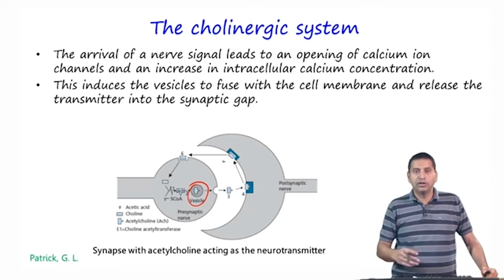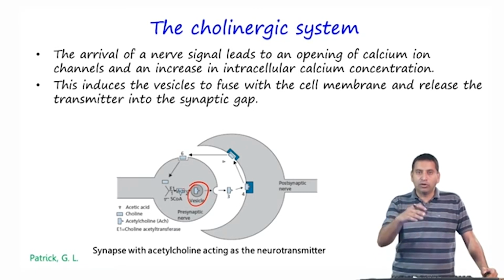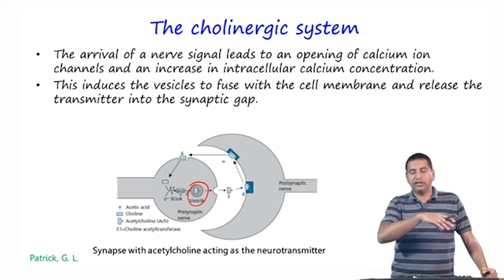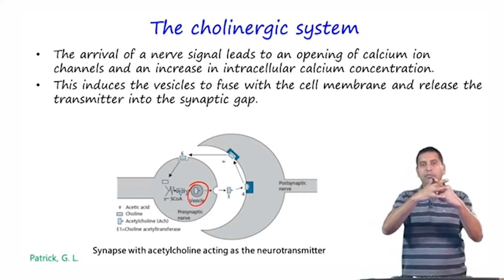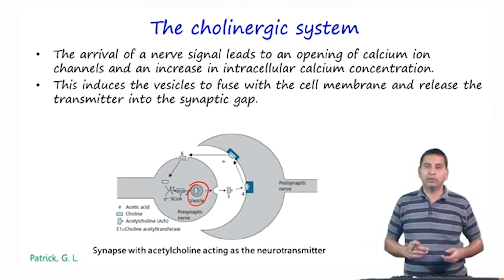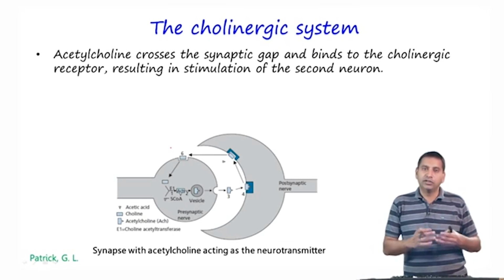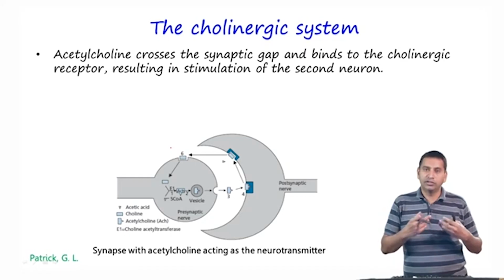This induces the vesicles to fuse with the cell membrane and release the transmitter at the synaptic gap. Here is an illustration of the synaptic gap, and what we have already discussed previously in detail is that there is actually a gap between the synapse, which is where the chemical signals are going to play a major role. So, acetylcholine crosses the synaptic gap and binds to the cholinergic receptor. This results in the stimulation of the second neuron.